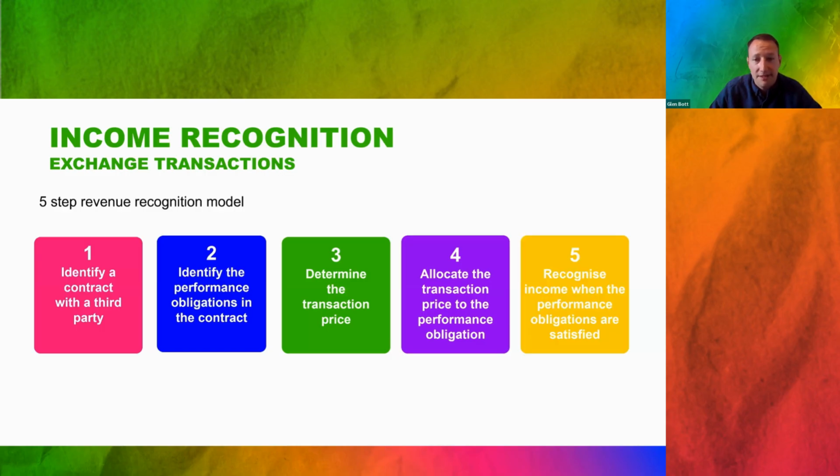And then the final point is just to recognise that income as and when those various performance obligations are satisfied. So assuming you've done steps 1 to 4 correctly, number 5 should just be a case of recognising that income as and when you hit those obligations.